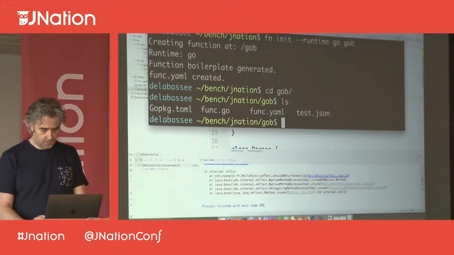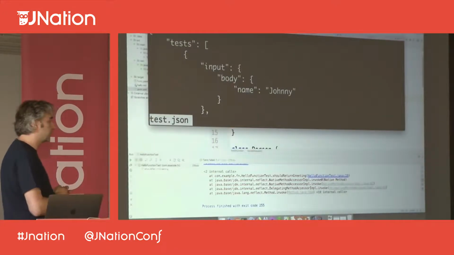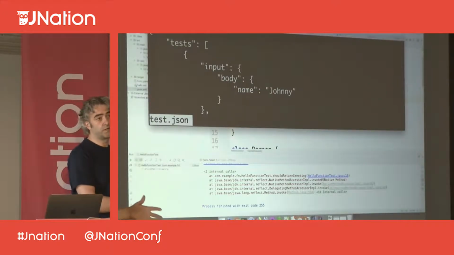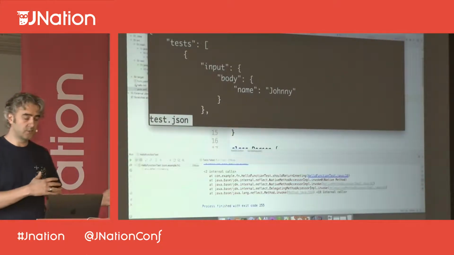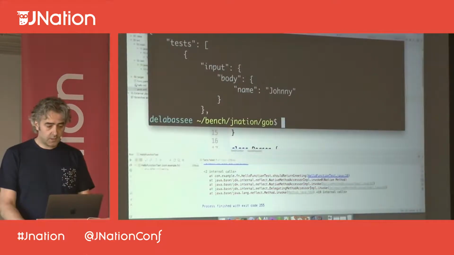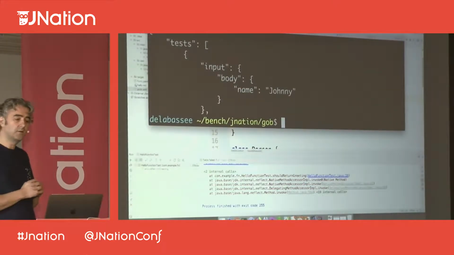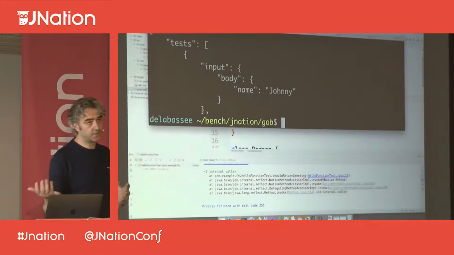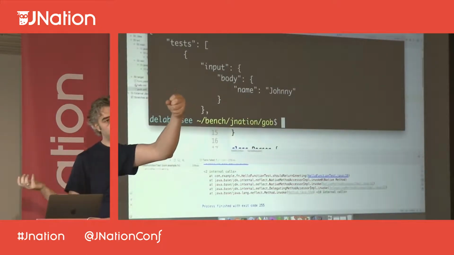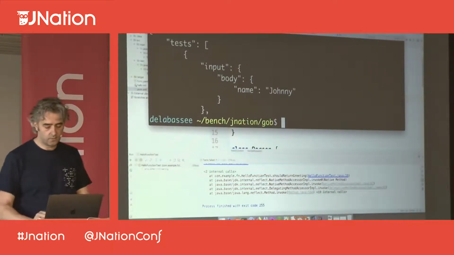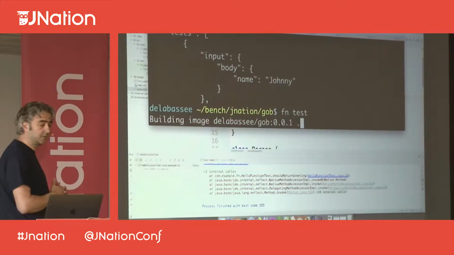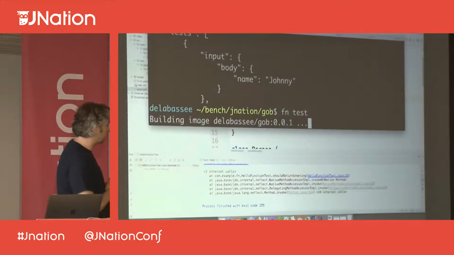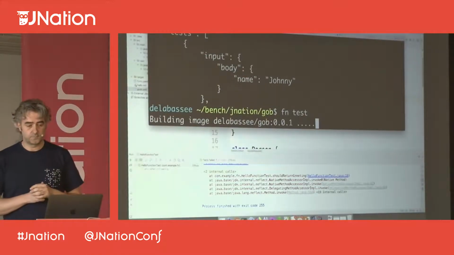So if I look here, I have this test.json that is provided. So for Java, I have the JUnit harness test that I can use to test my function. But for other languages, we also provide some default testing capabilities. So this file basically contains a test scenario. So we pass this input to the function, and it should produce that output. So if I do an fn test, that will test my function using those scenarios.